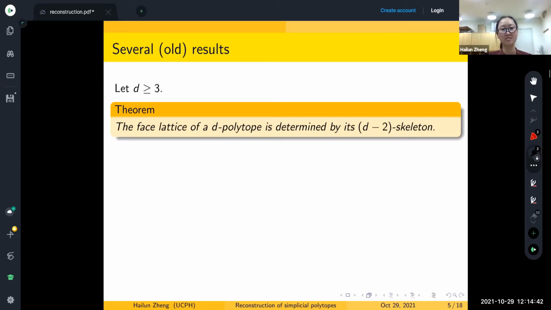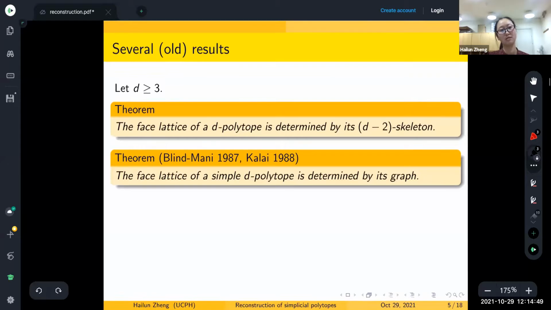However, if you just consider some specific classes of polytopes, it could actually be much nicer. So I'm just going to give you two classical results. The first results are about the simple polytopes. So just think of the D-dimensional cubes, for example. The theorem says that the face lattice of a simple D-polytope is determined by its graph.